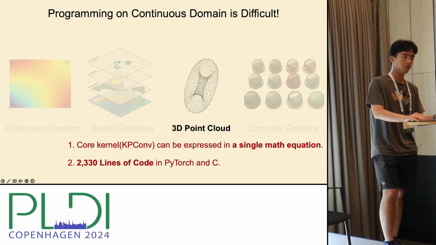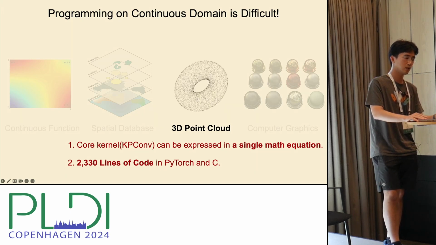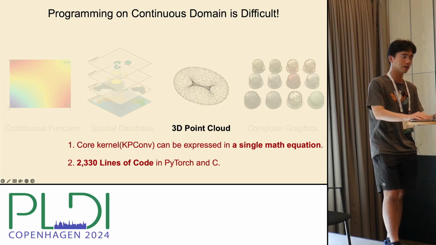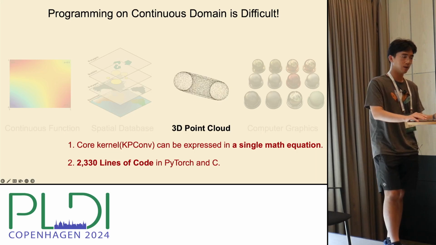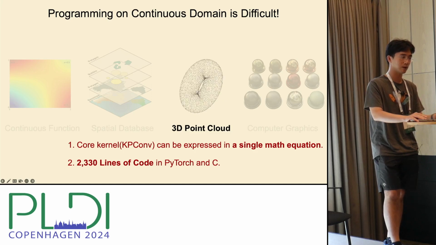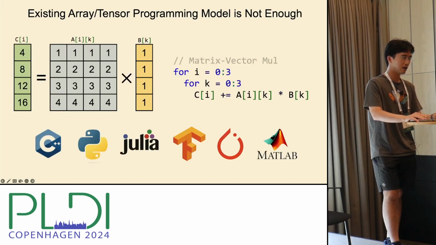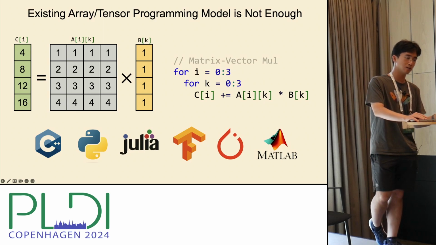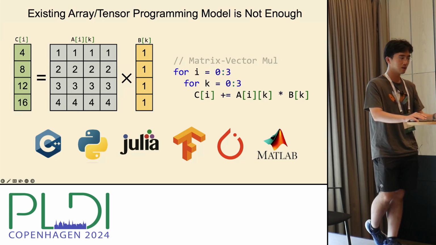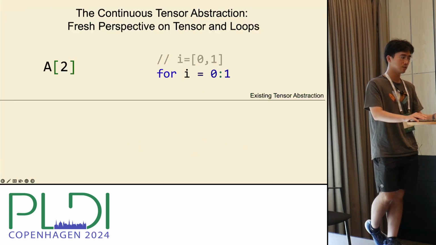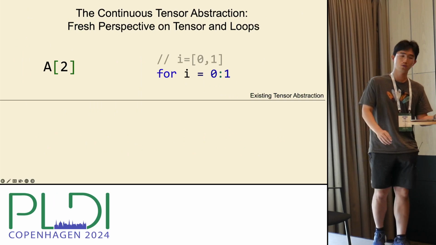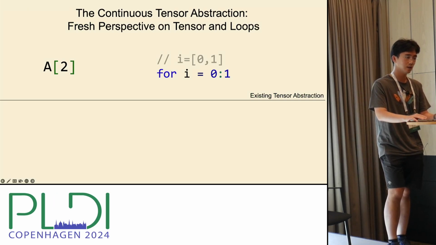And here's another example with 3D deep learning on point clouds. In a well-known method for 3D point clouds called KPConv, the main idea is really simple. However, turning that idea into an actually efficient program takes a large amount of code, like around 2,000 lines of PyTorch. Many computations on a discrete integer grid can easily fit in this way of thinking, like matrix vector multiply, but this is not sufficient for continuous domains. So in this talk, I want to share the continuous tensor idea, which gives us a fun way to program with loops and tensors.